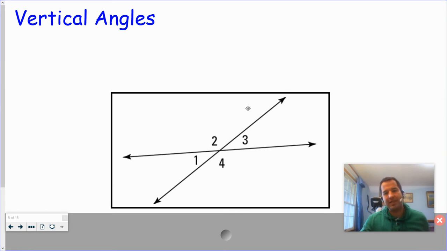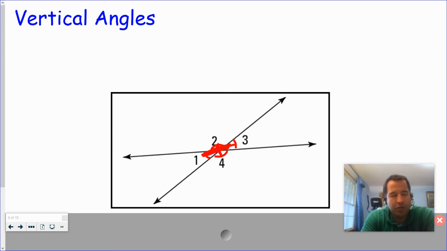Now you see all these angles. Now these angles are represented by numbers. So that like angle 3 is this angle right here, and that's number 3. Number 2 is this angle here. Number 1 is here. Number 4 is here. The vertical angles are anytime two lines cross. Vertical angles are diagonal from each other. So 1 and 3 are vertical angles, 2 and 4 are vertical angles.